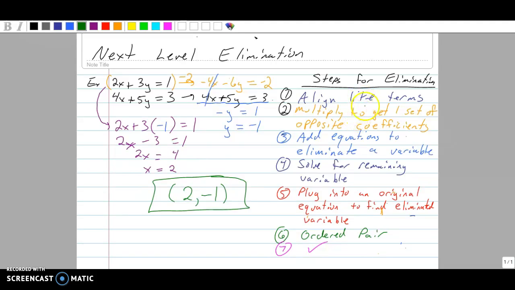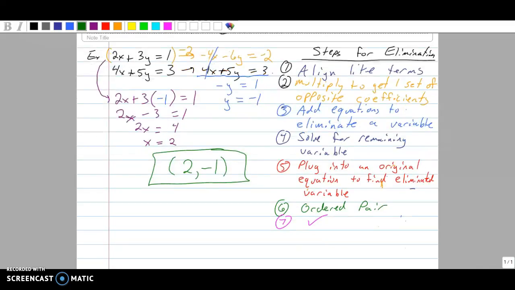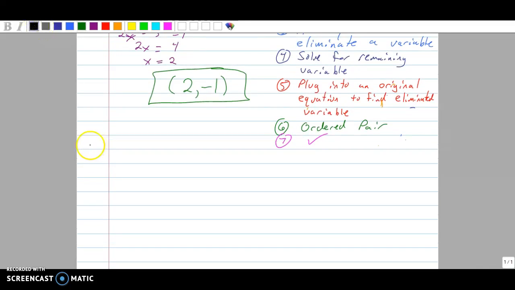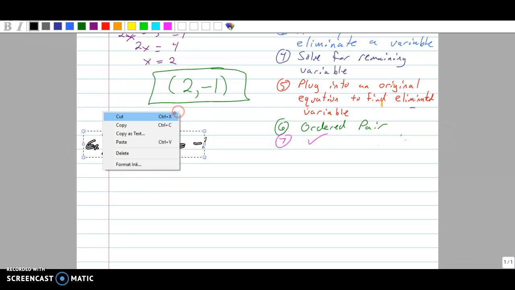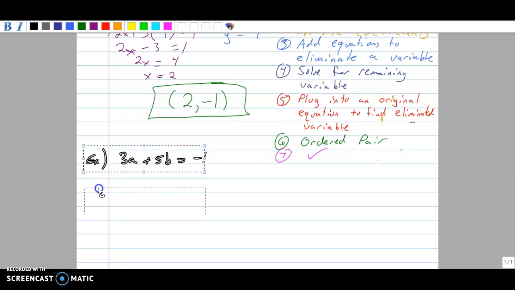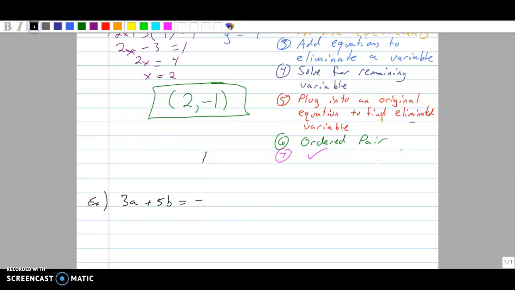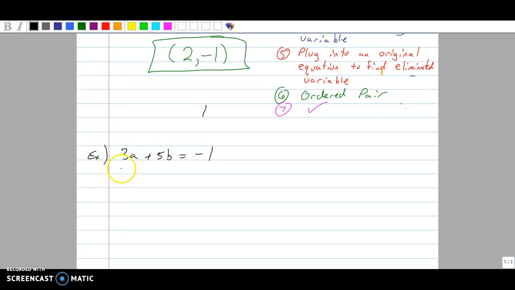So we're just adding an extra step here. It's just like yesterday, it's just now we're going to have to multiply to ensure that we have opposite coefficients. Let's do another one. Example 2 is going to be 3a plus 5b is equal to negative 1. Sorry, I'm going to move this down a bit, give myself a little bit more room. And then we have negative 4a plus 2b is equal to negative 16.